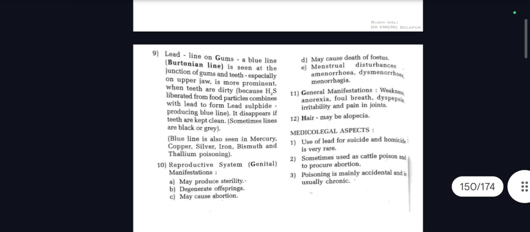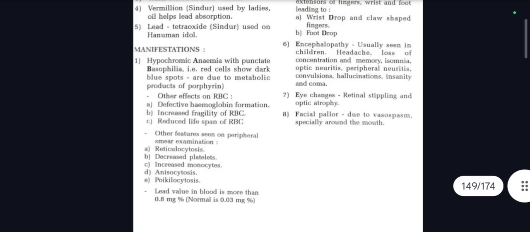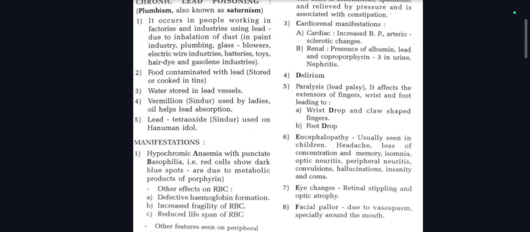So what are the manifestations? There are in total 12 manifestations. Number 1, anemia. A for anemia, which is hypochromic anemia. B for punctate basophilia. Then you'll be writing some points about RBCs: there is anisocytosis, poikilocytosis, then decrease in the HB concentration. So regarding RBC you are going to write.